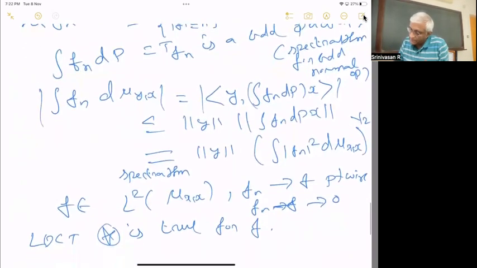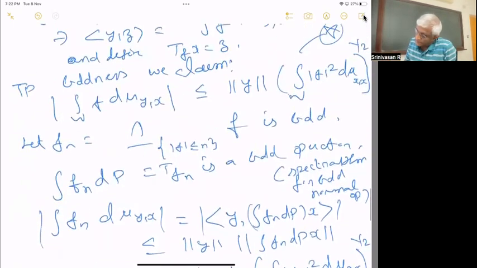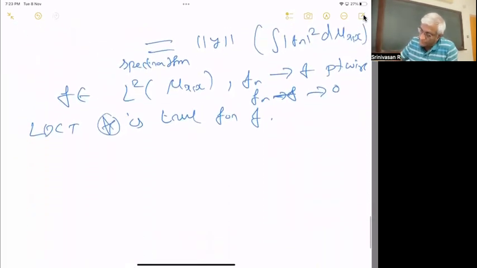No, yeah, this inequality is true. Where is that inequality? This inequality is true. And further, for all Fn, let me just state it and I will make it clear later.